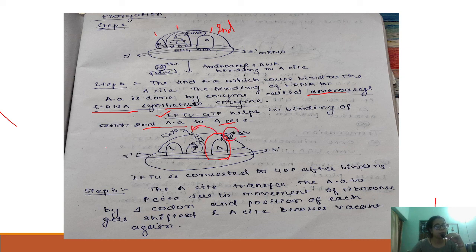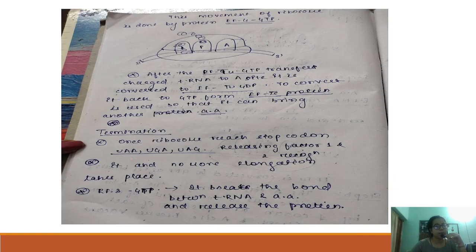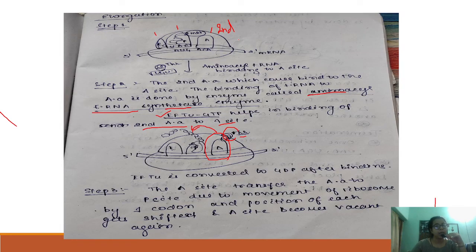Why does this happen? Because there is another type of protein which is responsible, that is EF-G GTP. EF-G is the elongation factor G. What will happen? It will shift the ribosome by one codon. It will just move the ribosome. As a result of moving, this amino acid that was occupied at the A site will now be shifted to the P site, and then what will happen? The amino acid which was present at the P site will be moved to the E site.